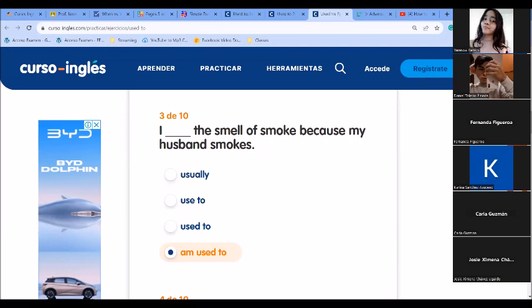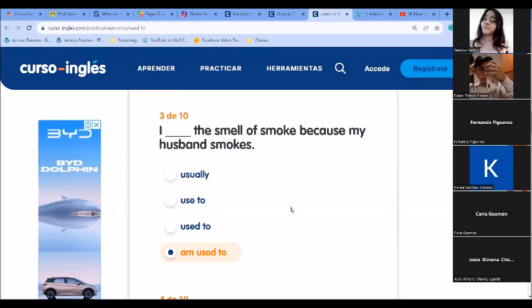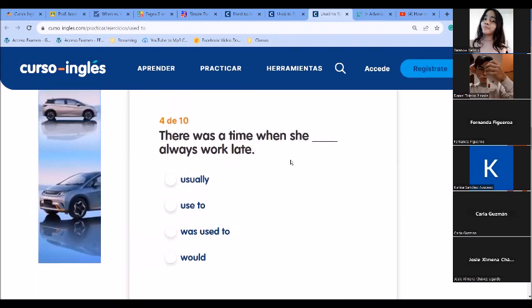Exactly. This situation is not your action, but it's now your reaction to his action. So this is now your state. I am used to it because of his habits. Okay. All right. Let's go to Danielle, number 4.